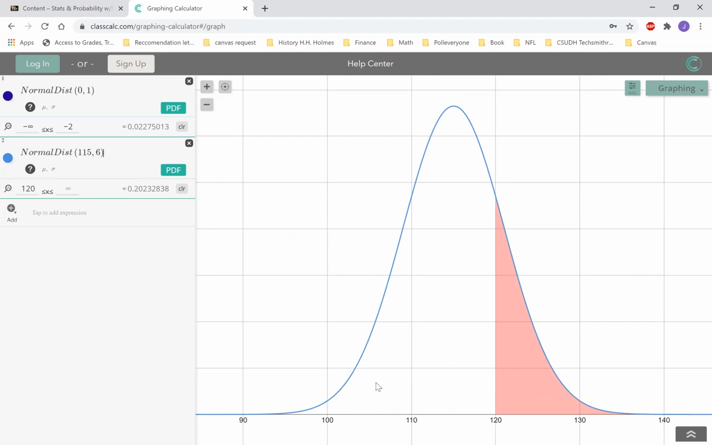Cool. So if you look at the drawing that it gave me, it matches up to the drawing that we drew. And it's telling us that this has a 20% chance of occurring. So we'll say the probability that X is greater than 120 is equal to 0.2023. And that'll be it for part B. Any questions for part B?